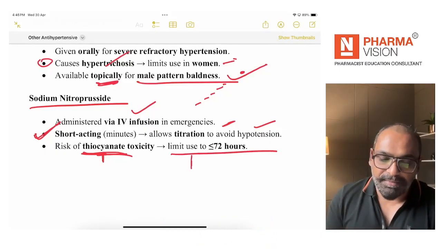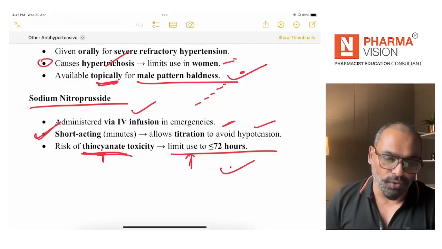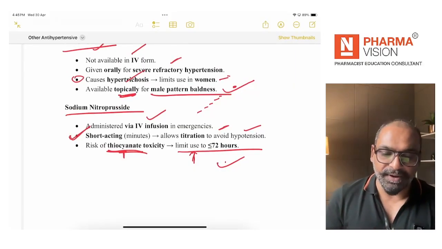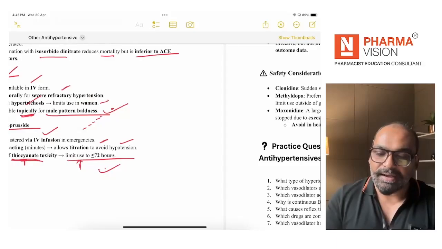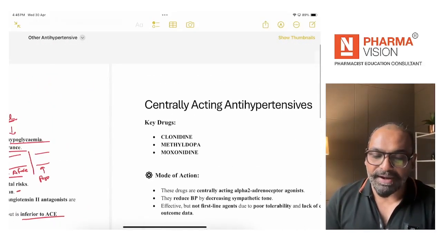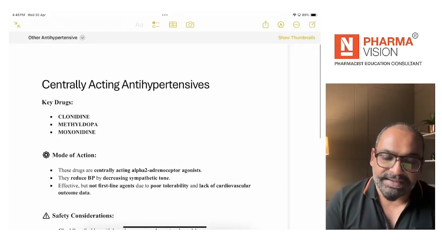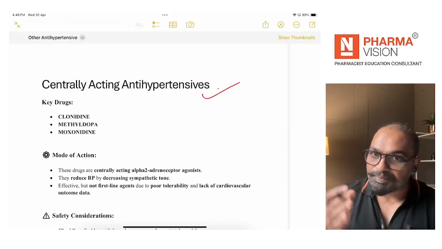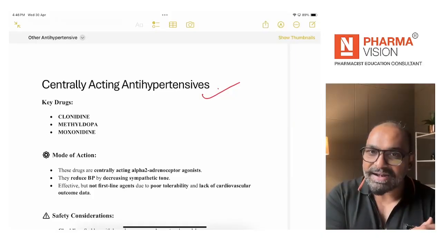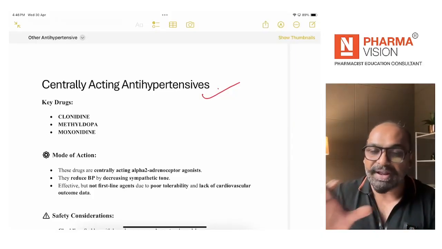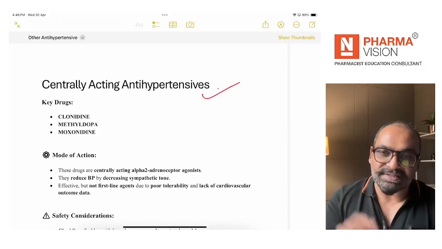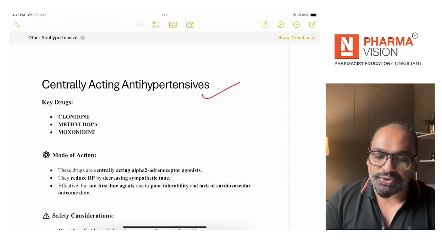Okay, so the limit use of nitroprusside is less than 72 hours. This is our goal. So these are the most commonly used four different medications, and now another class of medications that we have to focus on is centrally acting antihypertensive medication. Earlier we had discussed the vasodilatory medications. Now we focus on the centrally acting antihypertensive medications.